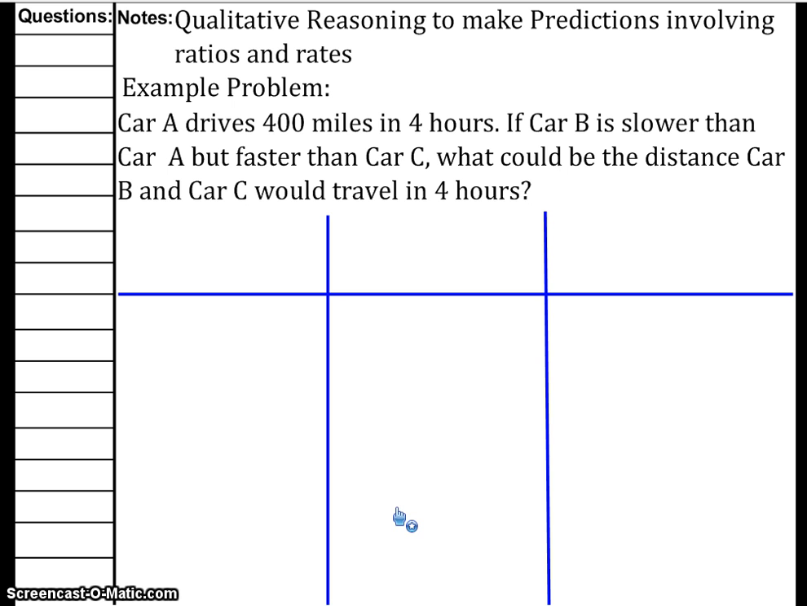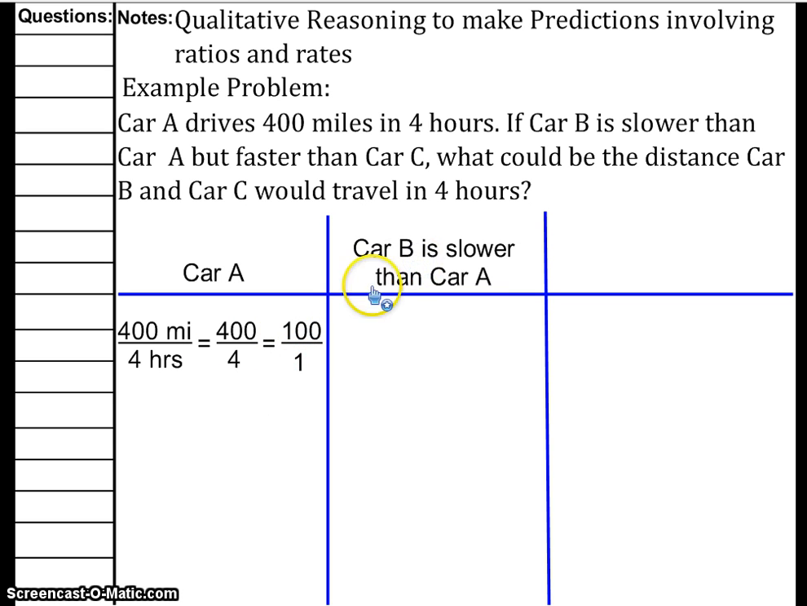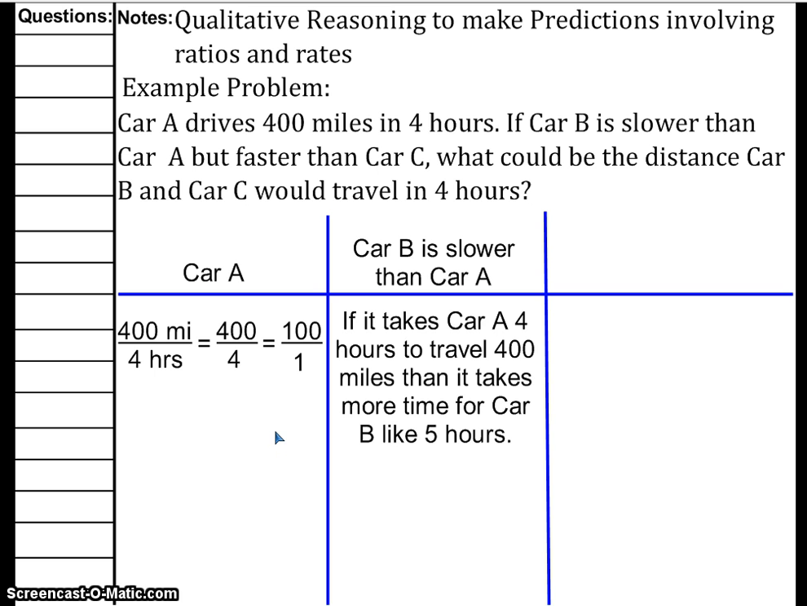That's a very long word problem, so let's break it down. Well, first let's look at the ratio for car A. Car A goes 400 miles in 4 hours, when simplified, 100 miles in 1 hour. Then the problem says car B is slower than car A. So what could we predict about the amount of miles it travels in the same amount of time, which is 4 hours? Well, if it takes car A 4 hours to travel 400 miles, then that means it will take car B more, since it's slower than car A.